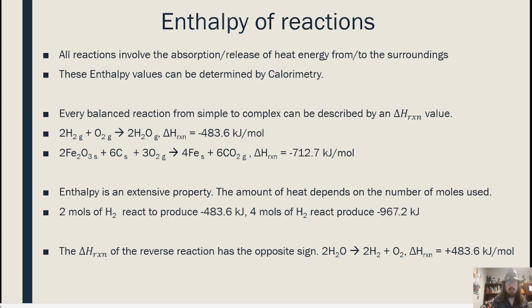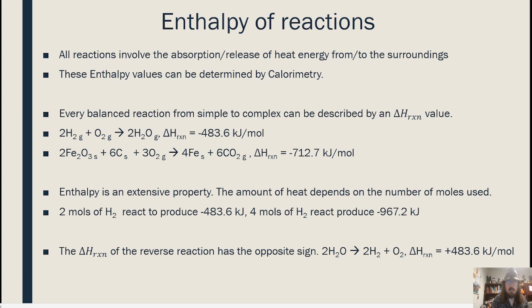This is just true to nature, because the energy of our starting material and the energy of our product are rarely, if ever, the same. So this difference will be the heat that will either be lost or gained. Now, of course, these values can be directly determined by calorimetry and our calorimeters, as we have just seen.